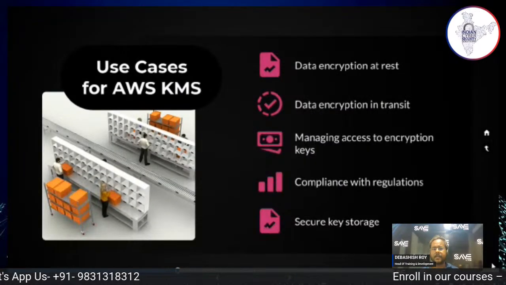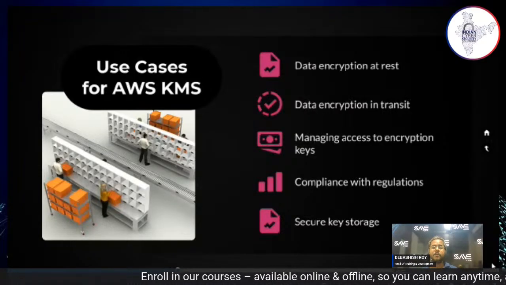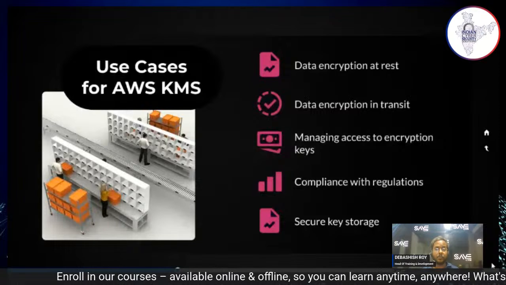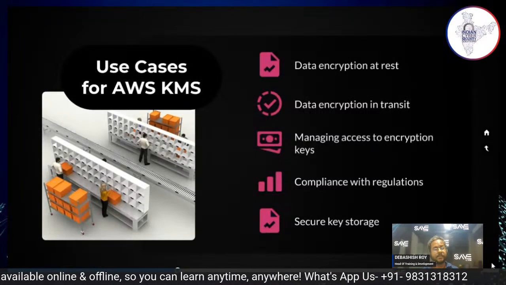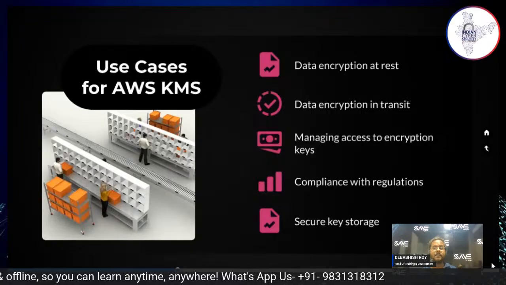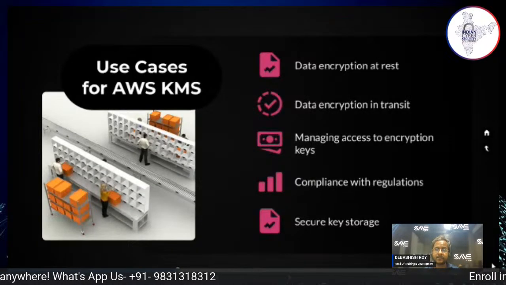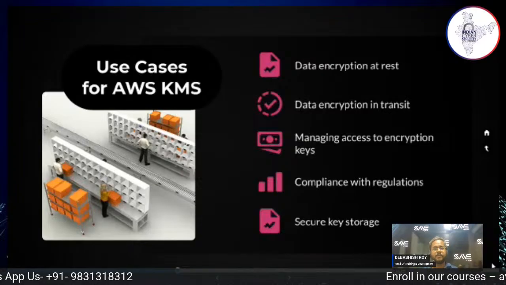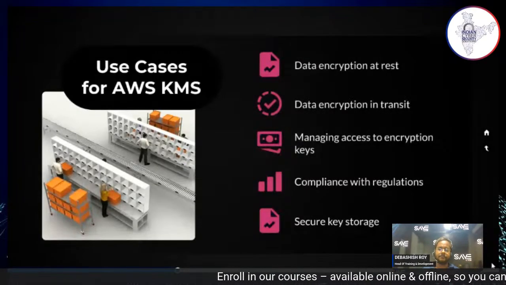Then what are the use cases for AWS KMS? Where is it used? It's used in data encryption at rest. If you are going to perform data encryption in transit, both means when you are keeping the data and when you are transporting the data, in both cases. Then managing access to encryption keys, compliance with regulations, and the secure key storage. These are the main salient features of this KMS.